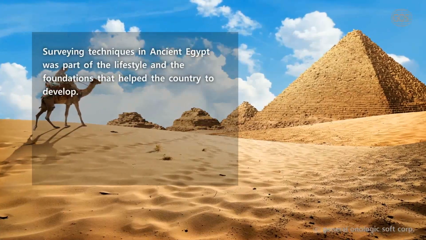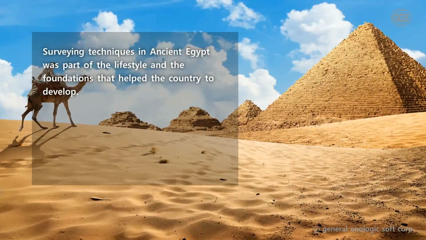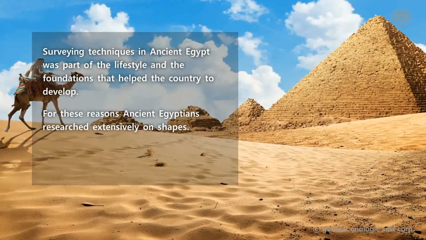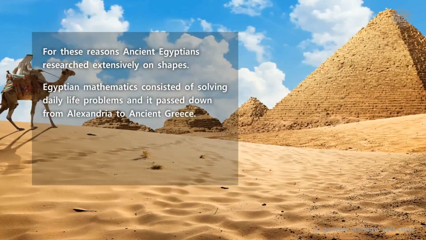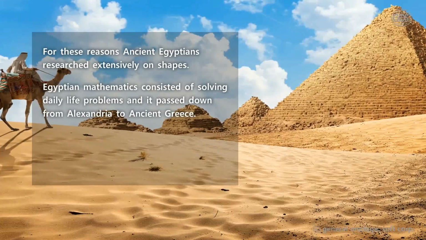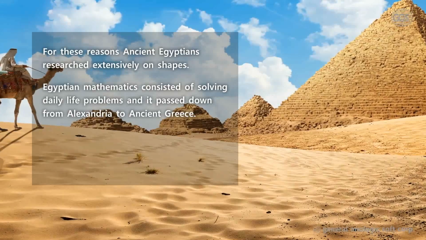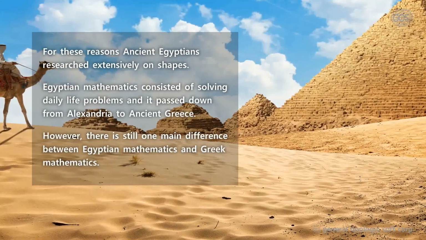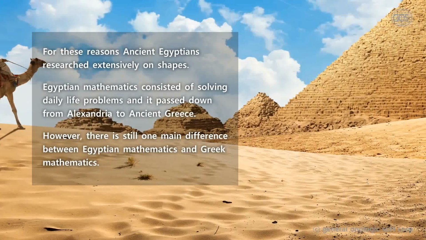Surveying techniques in ancient Egypt were part of the lifestyle and the foundations that helped the country to develop. For these reasons, ancient Egyptians researched extensively on shapes. Egyptian mathematics consisted of solving daily life problems, and it passed down from Alexandria to ancient Greece. However, there is still one main difference between Egyptian mathematics and Greek mathematics.